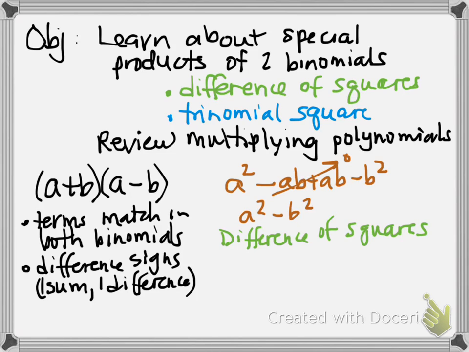So if you recognize your original problem meets the criteria of terms match in both binomials, but there's a difference in signs, okay? I should say different signs. How about that? I just noticed that. Different signs. Then if you see that pattern and you understand it, then you know you're always going to get the difference of squares. And I can't remember who said it, but basically all you're doing is you're taking each of the terms and squaring them, and they're going to be separated by a minus. And the reason why is because the signs are always different.